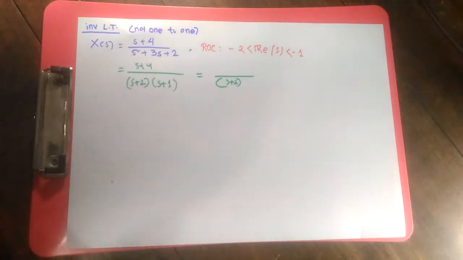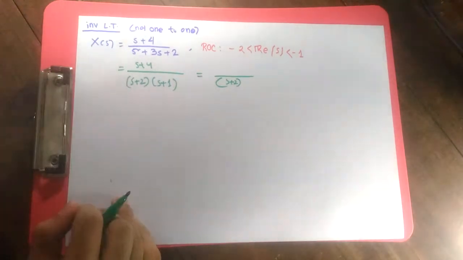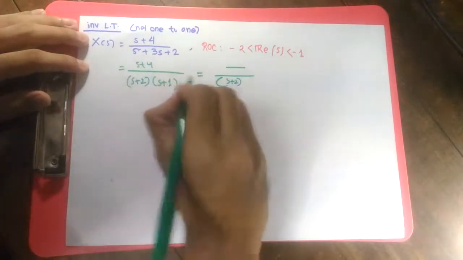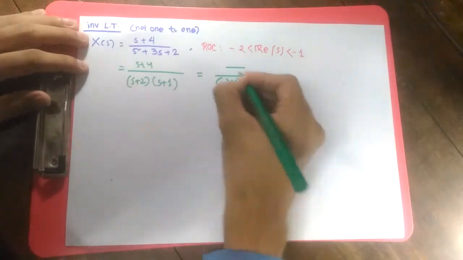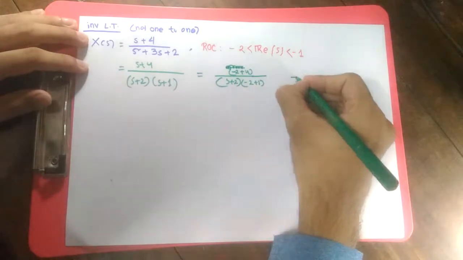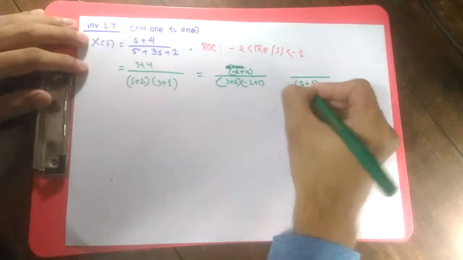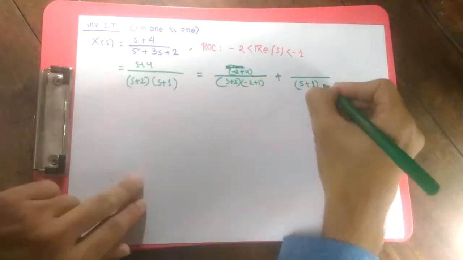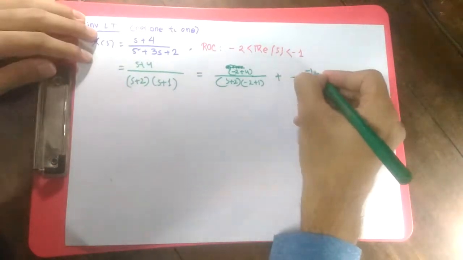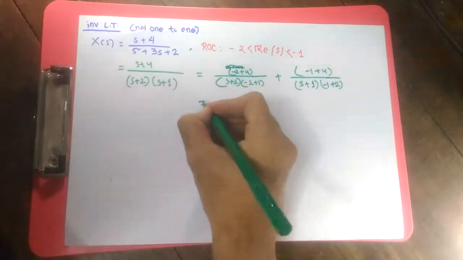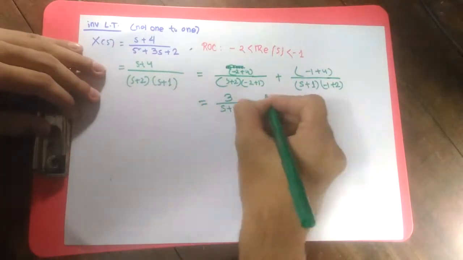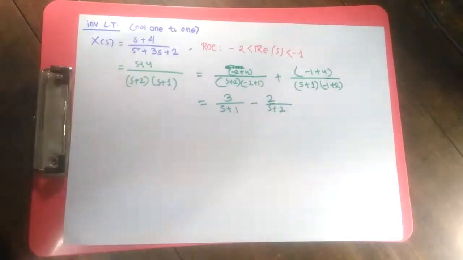There is a shortcut. I'm going to use the shortcut: for s plus 2, the pole is minus 2, so just put the value in the other factors, minus 2 plus 1 and minus 2 plus 4. Then for s plus 1, the pole is minus 1, so minus 1 plus 2, just put the value in the other factors, and minus 1 plus 4. So ultimately what do we get? We get 3 by s plus 1 minus 2 by s plus 2.